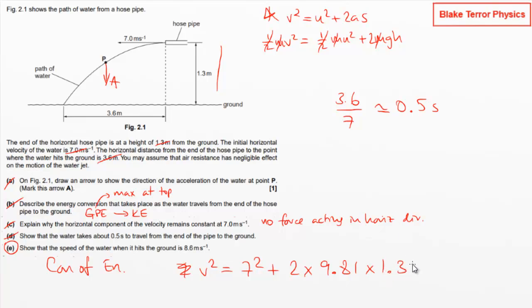Right, so we put all of this in. So what do we get? We've got 2 times 9.81 times 1.3 equals 25.5. Add on 49 equals that. Do the square root, and we've got 8.6. So that to me seems a perfectly reasonable approach.